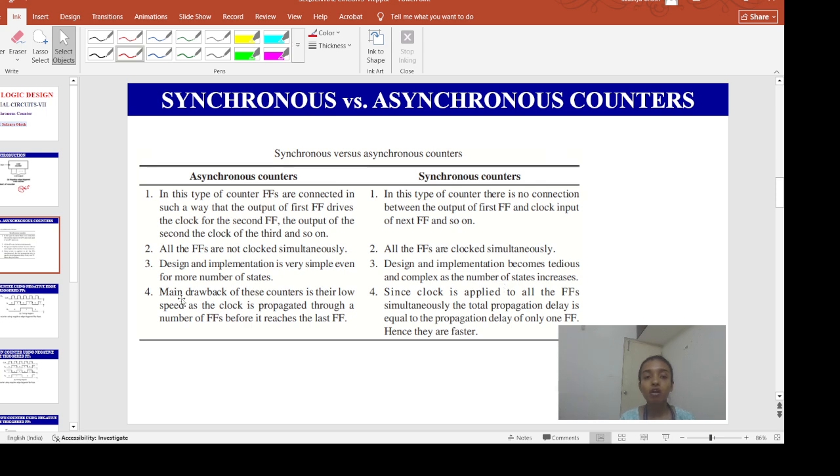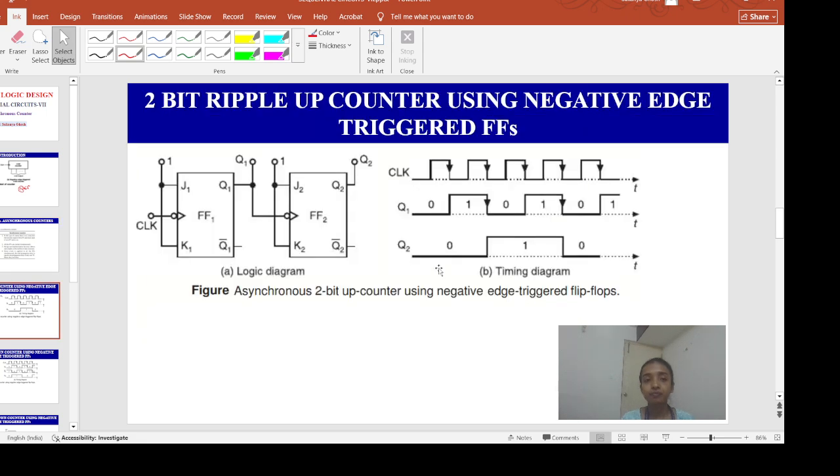The main drawback of this asynchronous counter is the low speed. The clock is propagated through a number of flip-flops before it reaches the last flip-flop, because the output of the first flip-flop drives the clock of the second flip-flop in this case, right? But in a synchronous counter, all the flip-flops are clocked simultaneously. So the total propagation delay is equal to the propagation delay of only one flip-flop. That is why they are faster.